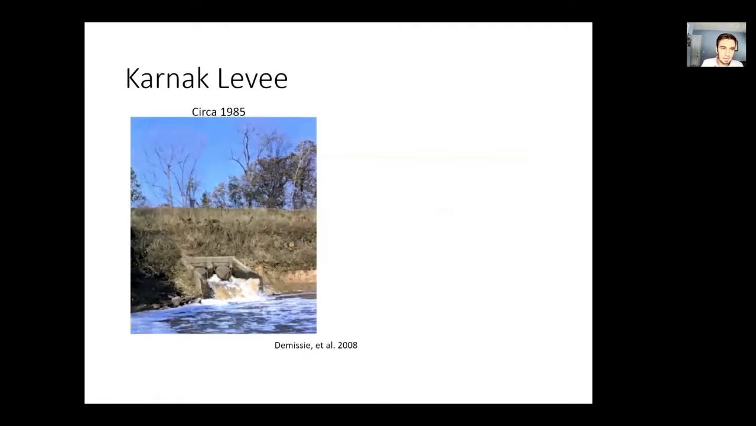I'd mentioned the Karnak levee. This is what it looked like in 1985. You can see a couple culverts with flap gates, which allow drainage from the western portion to drain to the east into Post Creek Cutoff.